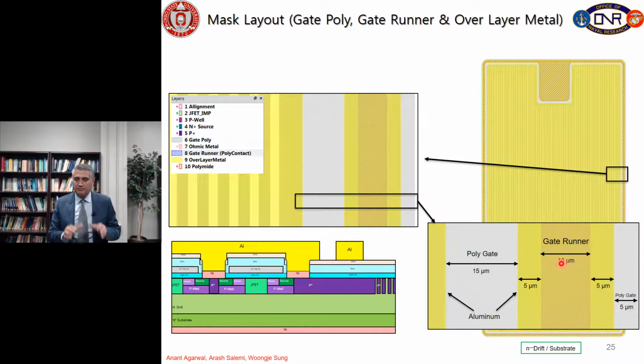So you see here is the gate runner where we opened the oxide and reached the polysilicon, and over that we have this aluminum over the gate runner with an overlayer of 5 micrometers in the right hand side and 5 micrometers in the left hand side, in order to be sure that aluminum is connected to the gate poly here. And again, as I mentioned, we have 15 micrometers distance between the gate runners at the periphery and the aluminum on the source pad.